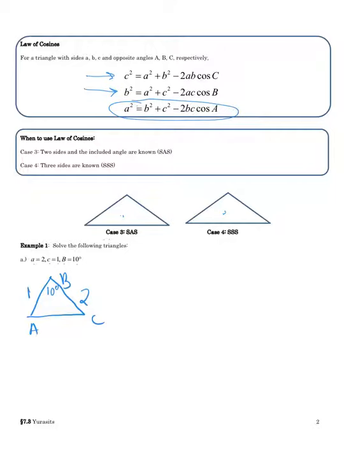And this is not a right triangle, so I cannot use Pythagorean Theorem to find that missing side. So it looks like because I have angle B, I'm going to be wanting to solve for side length B. So I'm going to be using that middle equation. So I don't know this, so it will be B squared equals A squared plus C squared minus 2 times A times C cosine 10 degrees.